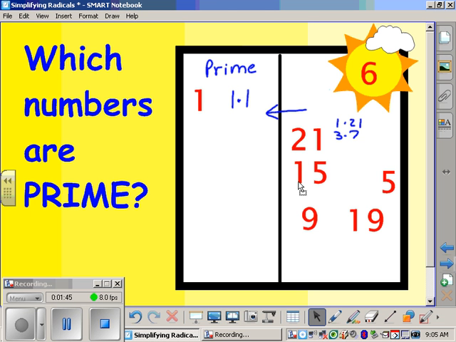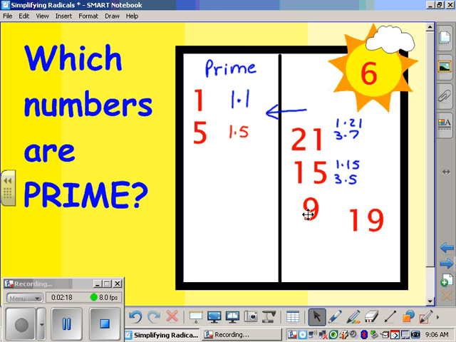What about the number 15? Well, 15, we have 1 and 15, as well as 3 and 5. So again, it has more than two factors, so it is not prime. What about 5? 5 would be a prime number because its only factors are 1 and itself. So 1 and 5 are its factors and its only factors, which makes it prime.